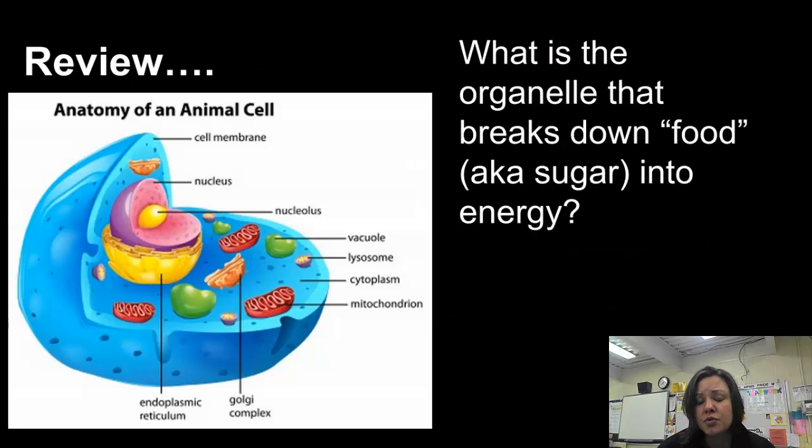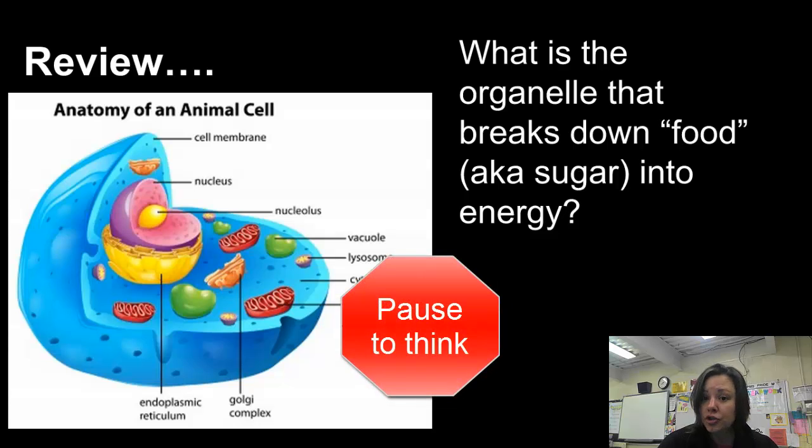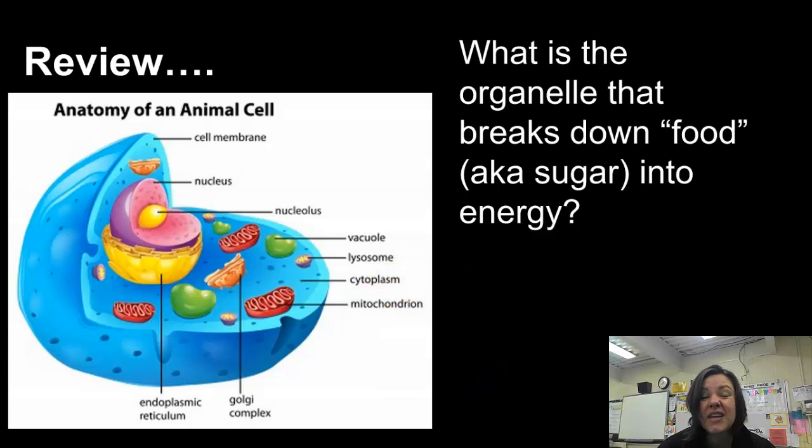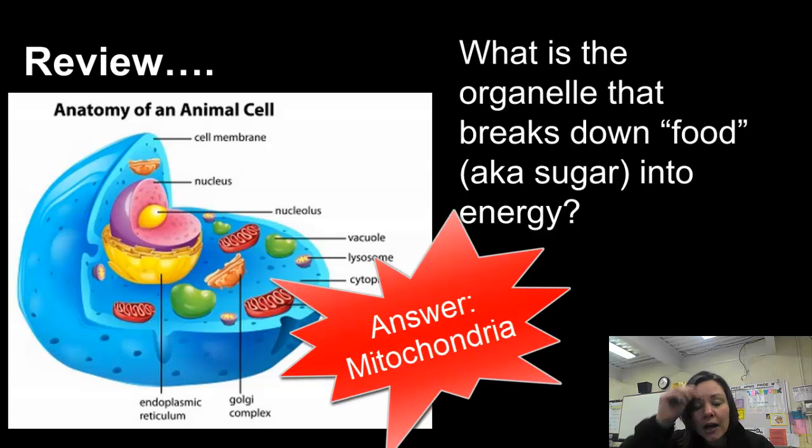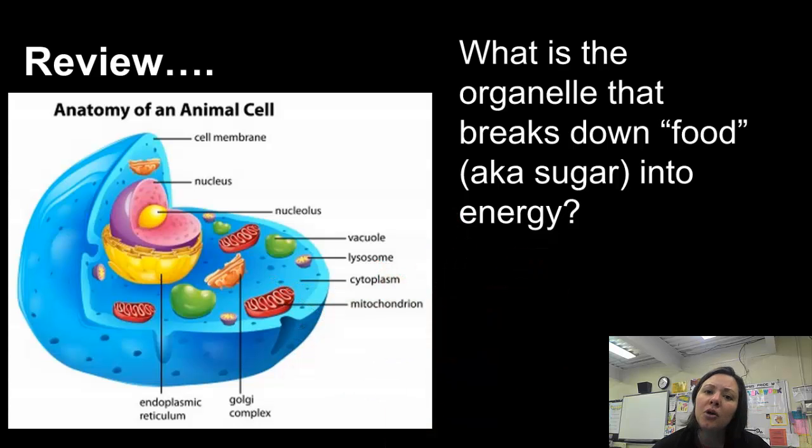Now, in order for us to really understand this concept, we need to do a little bit of review. So, what is an organelle that breaks down food or sugar into energy? I want you to pause for a second and see if you can recall that information. If you said the mitochondria, you're correct. The mitochondria is where this process happens, where cellular respiration occurs. And so we're going to be going down into this mitochondria to help us understand this concept.